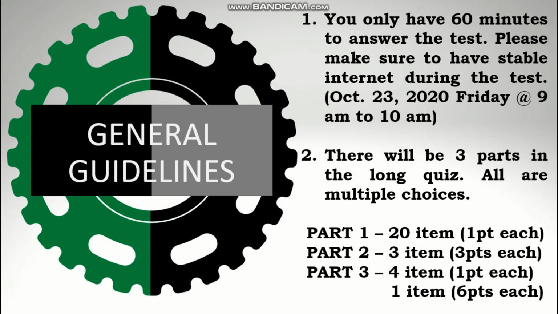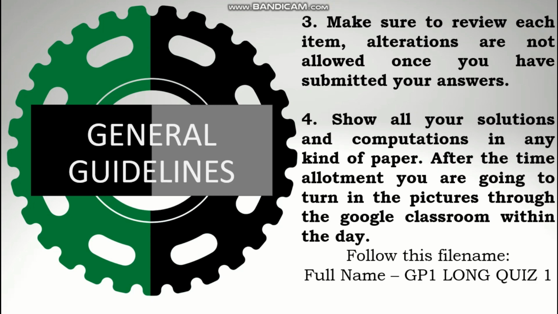All are multiple choice. Part 1 will be 20 items, 1 point each. Part 2 is 3 items, 3 points each. Part 3 is 4 items, 1 point each, and an additional 1 item, which is 6 points, with a total of 40 items in the long quiz. Also, make sure to review each item because alterations are not allowed once you have submitted your answers.